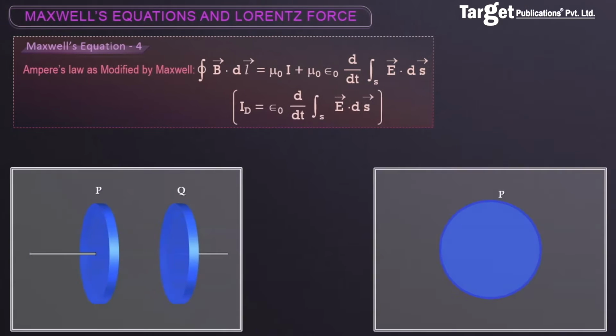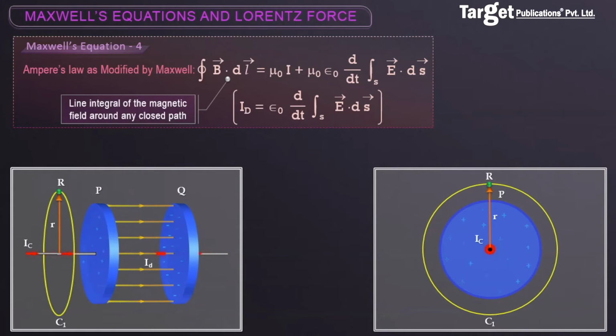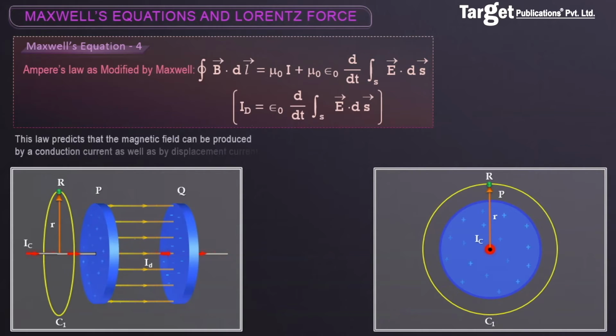and therefore you can see that from Maxwell's experiment on the capacitor, you added an extra term in Ampere's law, where on one side you had the line integral of the magnetic field around a closed path, and on the other side you had the conduction current and the displacement current terms. So these are Maxwell's four equations. The fourth equation is significant because it predicts that the magnetic field can be produced not only by a conduction current but also by a displacement current.